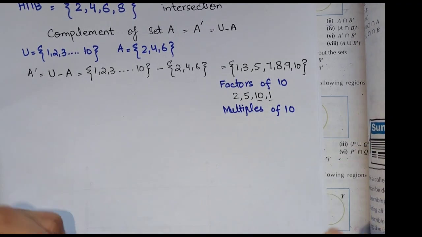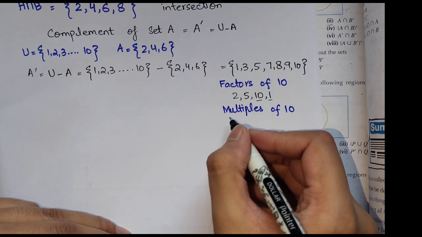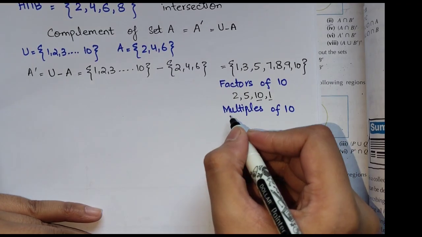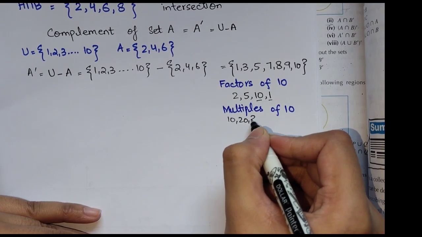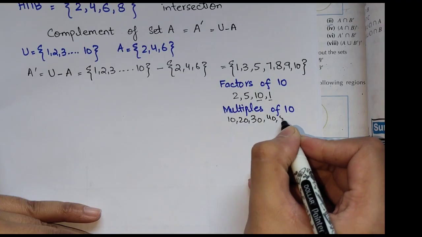Multiples of 10, I am writing again the multiples of 10. Multiples of 10 means you have to write the table of 10. 10 1s are 10, 10 2s are 20, 10 3s are 30, 10 4s are 40, 10 5s are 50.